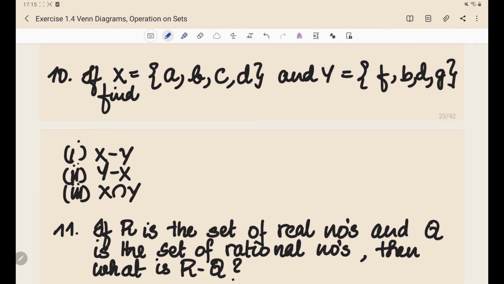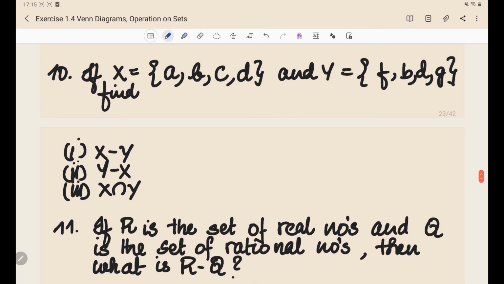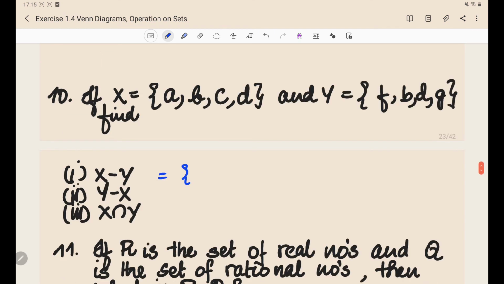Now let's discuss the 10th problem in exercise 1.4. If x is equal to the set {A, B, C, D} and y is equal to {F, B, D, G}, find x minus y. It's a repetition of the previous question. X minus y is all the elements of x that do not belong to y, that is, not in x intersection y. So x minus y is {A, C}.